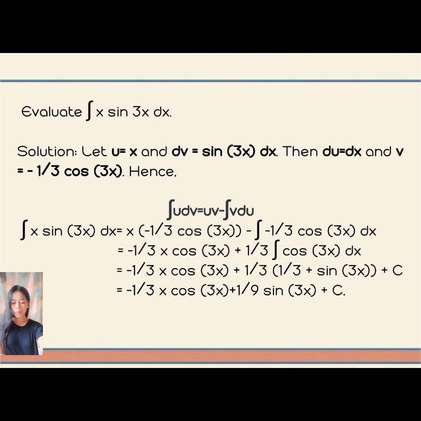What we're going to do is we're going to make u equal to x, so that means that du is going to be the derivative of x, which is 1 times dx or simply dx. Now, dv is going to be sine 3x dx. So if we integrate both sides, the integral of dv will get us v, and the integral of sine 3x dx will be negative 1/3 cos 3x.